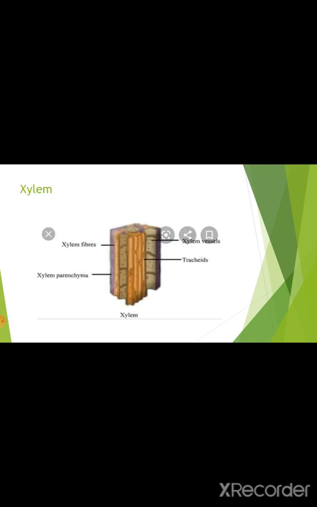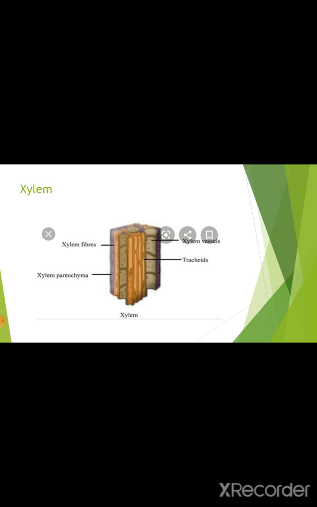It is because they help in the transportation of food and water. These tissues are found along the entire length of the roots, stem and leaves. They are of two types, xylem and phloem. Xylem. Xylem is made up of thick-walled cells. There are four types of cells: vessels, tracheids, xylem parenchyma and xylem fibers. Except for the xylem parenchyma, all the cells are dead.